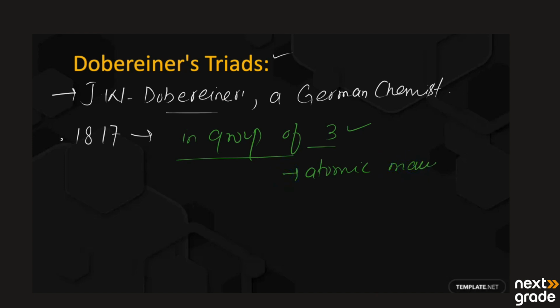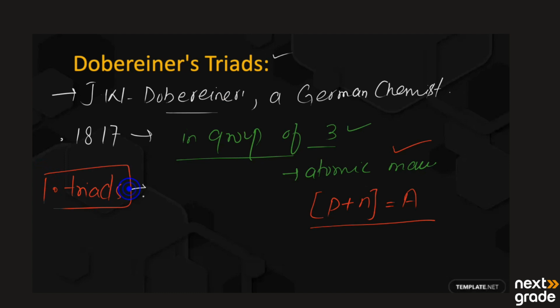So what does atomic mass mean? It is the number of protons plus the number of neutrons, and it is denoted by A. It is the mass number. So he grouped the elements into three on the basis of their mass number, and he named these groups triads. Triads mean there are three elements in the group.